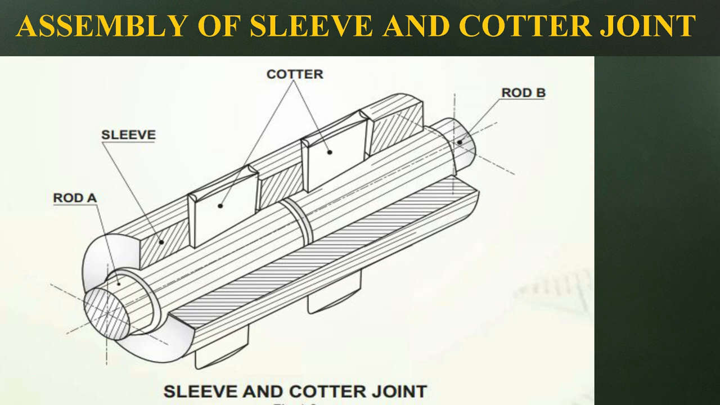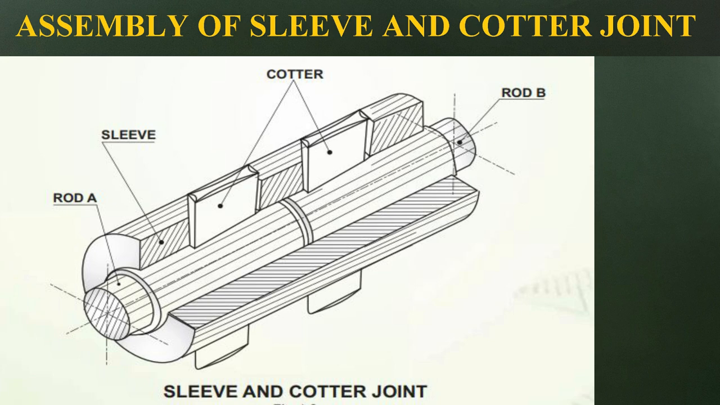The slots in the rods and sleeve are made slightly wider than the width of the cotter. So for the construction work, we have to calculate the upper and lower width of the cotter. And lastly, when the sleeve and rods are subjected to axial tensile force, the cotter is subjected to shearing force. These joints are useful for light transmission of axial loads. So this is the basic.